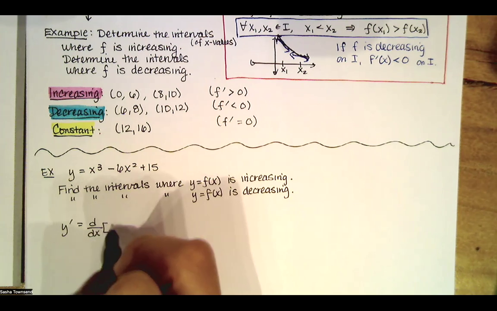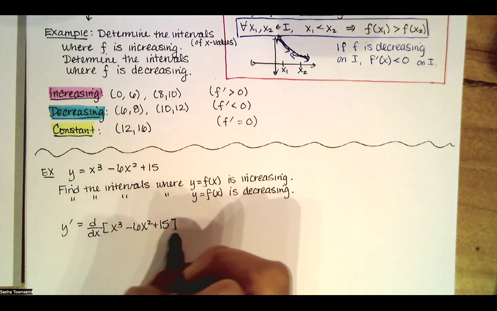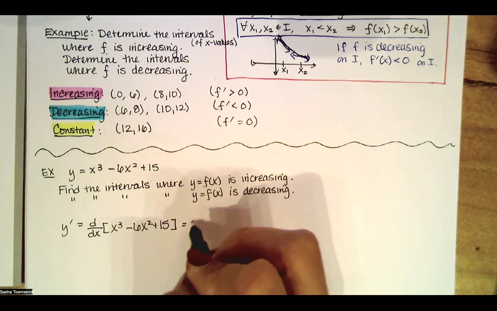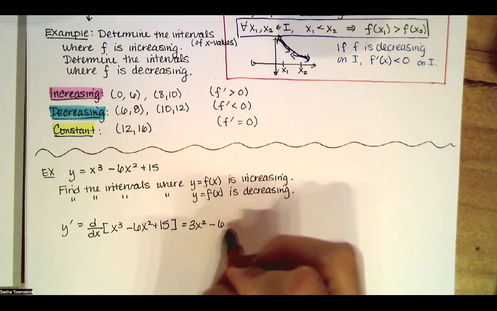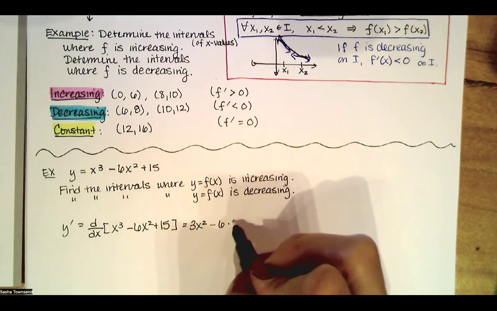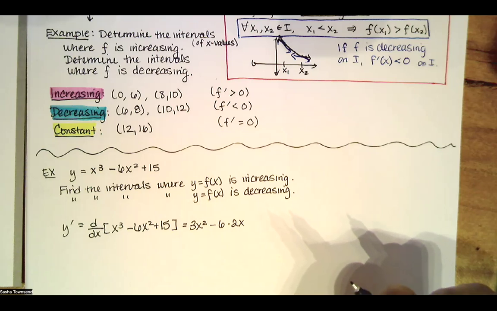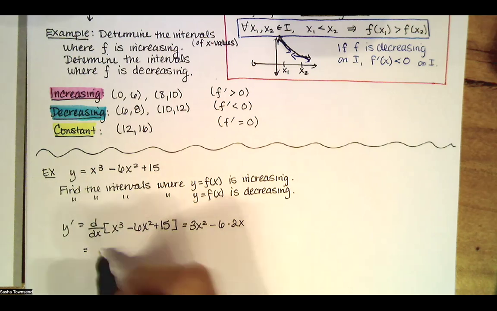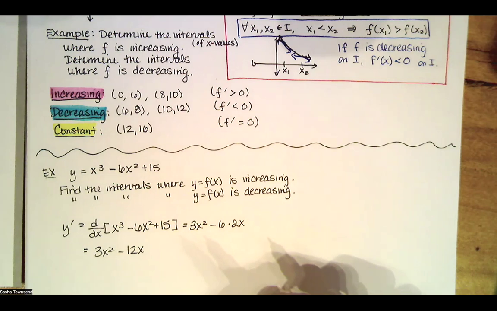The derivative with respect to x of x cubed minus 6x squared plus 15. The derivative of x cubed is just 3x squared by the power rule. Then we subtract 6 times the derivative of x squared. That's 2 times x, so the 1 less power, which is just 2 minus 1 is 1. Plus the derivative of 15, which is 0. So we've got 3x squared minus 12x equals y prime.